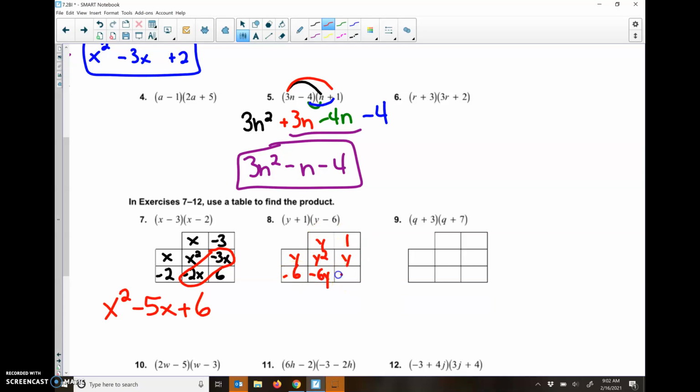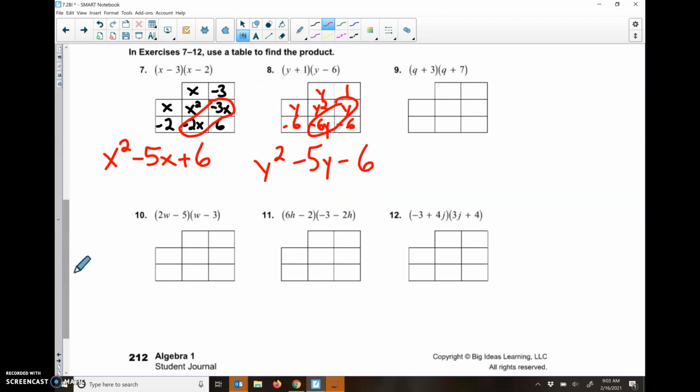And -6 and +1 meet in that box, and that's -6. And again, if we do it correctly, we should be able to combine these two. So I have y squared minus 5y minus 6. Okay, let's do one of these that had some numbers in front here. So I have 2w minus 5, and then w minus 3.